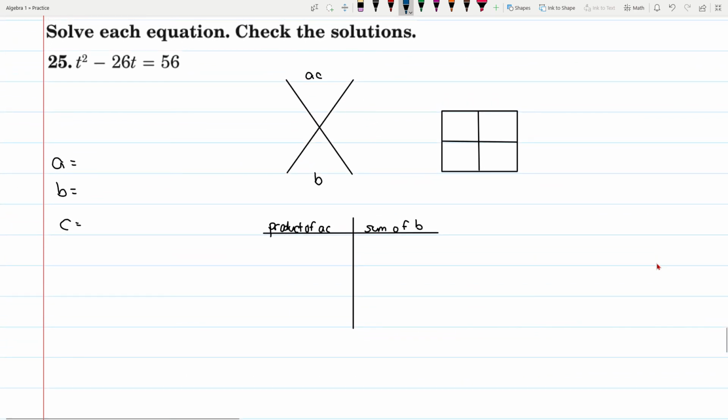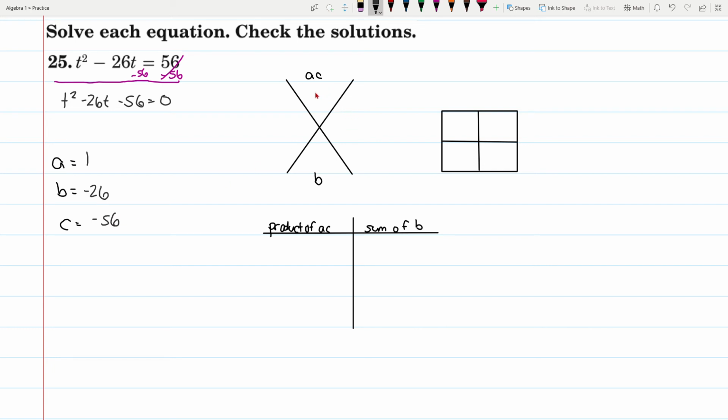Like our last question in 23, we need to make sure we're having this thing equal 0 to begin with, so subtract 56 from both sides of this equation. This way that cancels out. You're left with t squared minus 26t minus 56 equals 0. A is 1, B is negative 26, which is a big B, and C is negative 56.